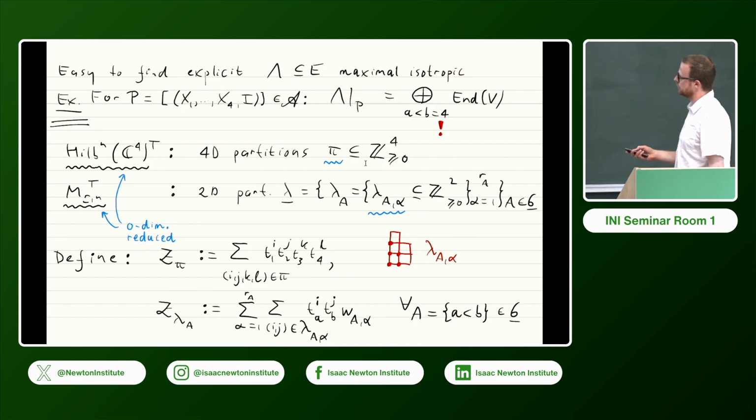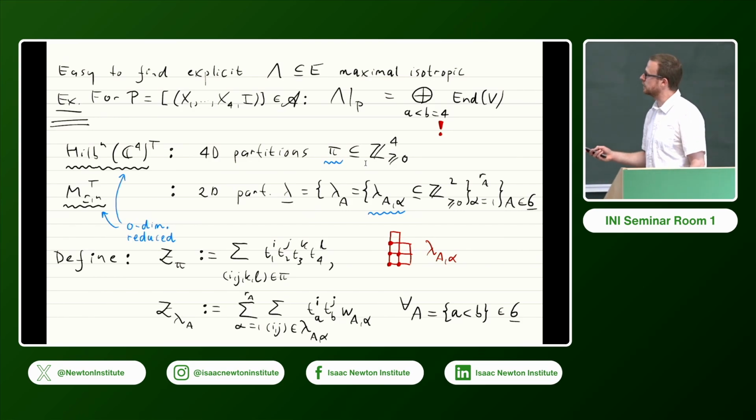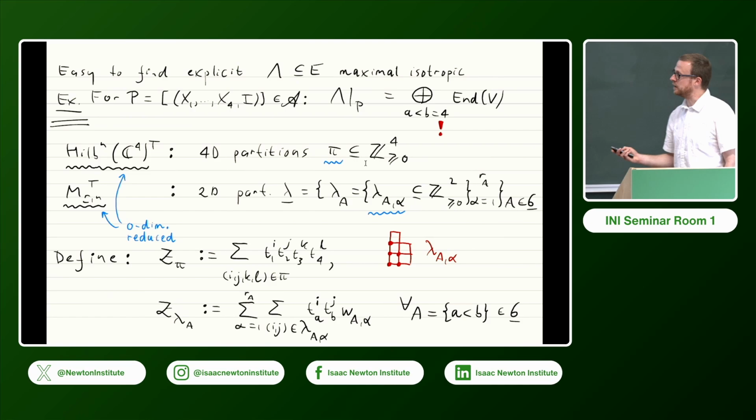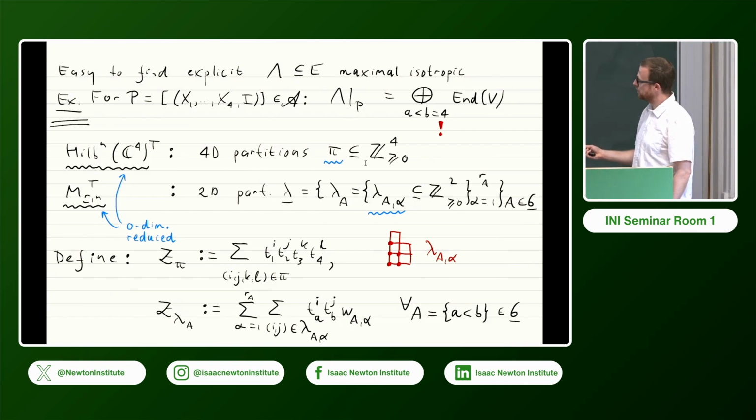So here it's just a huge collection of two-dimensional piles of boxes, two-dimensional partitions, in other words, Young diagrams. So for each A in 6 bar and each alpha from 1 up to the rank, RA, you're given a 2D partition lambda A alpha. So here I've drawn one, and we think of the boxes as sitting on the lattice points.